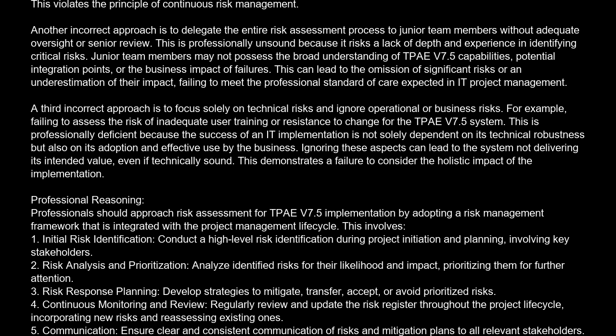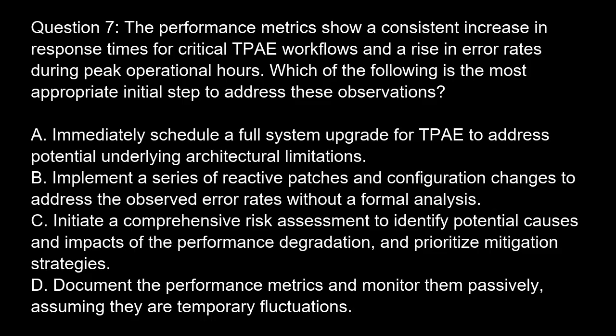4. Continuous monitoring and review. Regularly review and update the risk register throughout the project lifecycle, incorporating new risks and reassessing existing ones. 5. Communication. Ensure clear and consistent communication of risks and mitigation plans to all relevant stakeholders. This systematic and iterative process ensures that risk management is a dynamic and integral part of the TPV7-5 implementation, rather than a one-off activity.